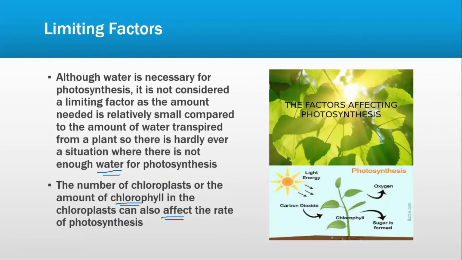Hence, the amount of chlorophyll and the number of chloroplasts matter. If the number of chloroplasts is less, the rate of photosynthesis would be lower. If the number of chloroplasts is high, the rate of photosynthesis is higher. Same is the case with chlorophyll and chloroplasts. The lesser the chlorophyll and chloroplasts, the lesser the rate of photosynthesis. The more chloroplasts and chlorophyll, the higher the rate of photosynthesis.